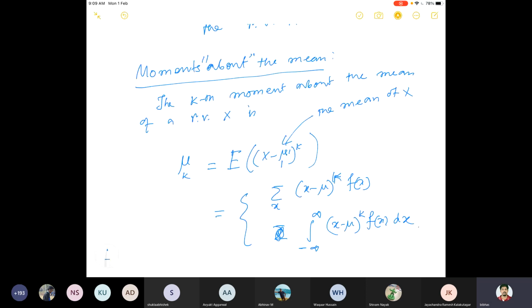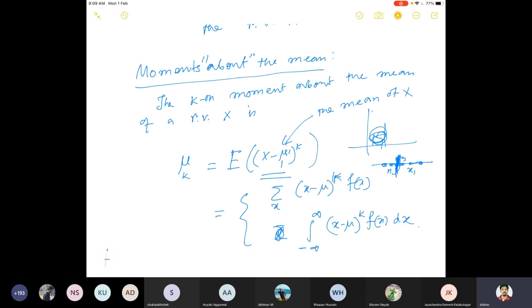So see, mu one dash is the mean of x. You have some values, let's say x1, x2, x3, and so on. Forget about the probabilities for the time being. There will be a mean value, let's say it is here, or the expected value, or the average value. So now I want to take the expectation of this, (x minus mu 1) to the power k.